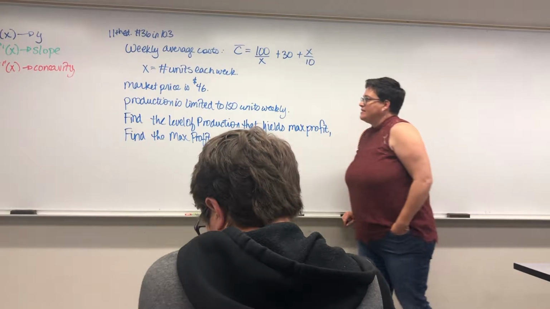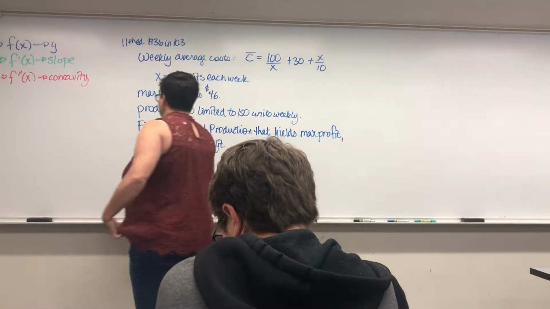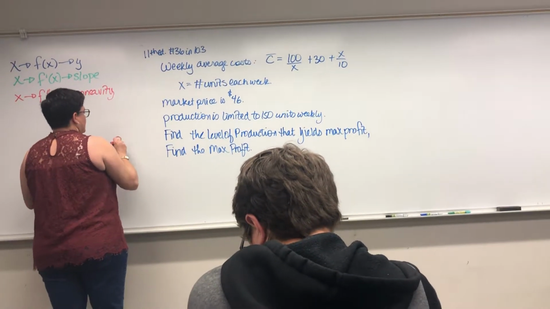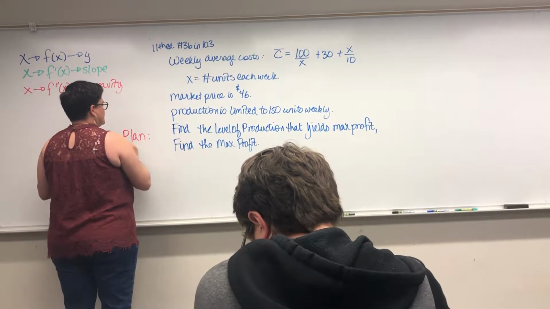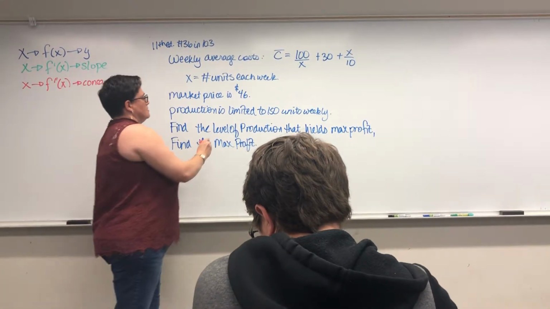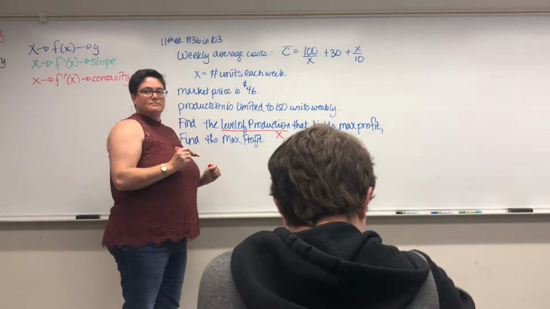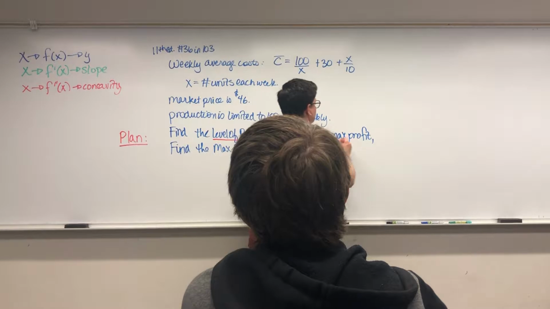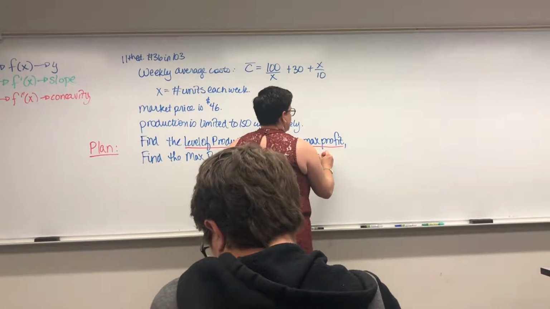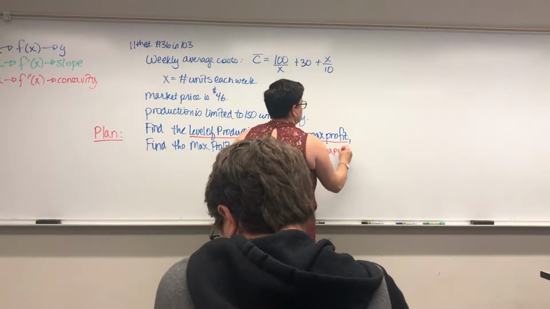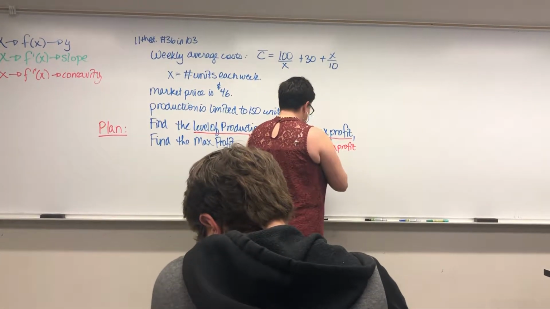Now I'm going to underline the things I need. So I need a plan. I need to know what to do with all of this stuff. So level of production is another way of saying X that yields max profit. I'm looking for X that gives max profit, right? Where is that located?